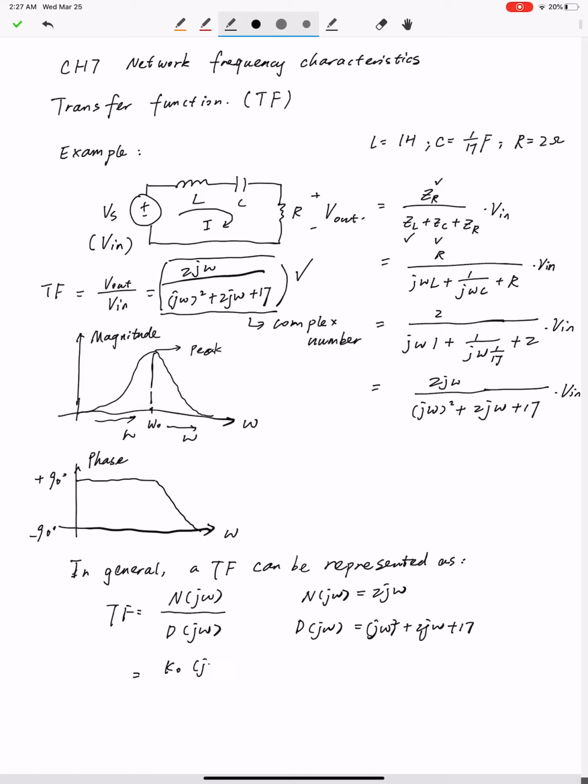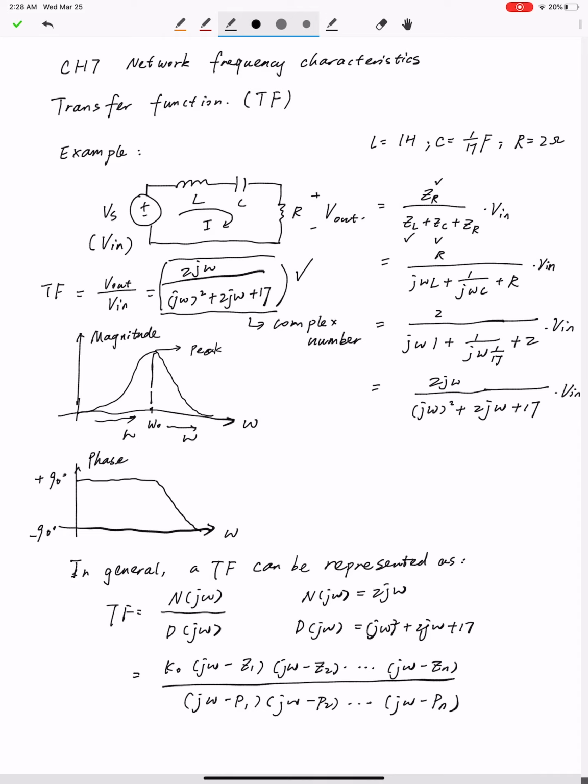This representation can be further written as K0 times (j omega minus z1) times (j omega minus z2), all the way to (j omega minus zn), divided by (j omega minus p1) times (j omega minus p2), all the way to (j omega minus pn). And z1, z2, all the way to zn are called zeros.